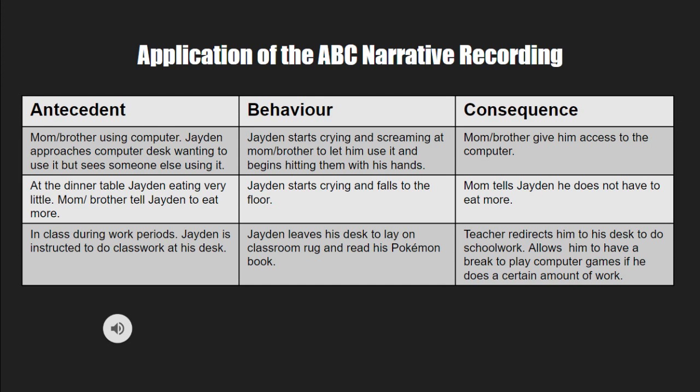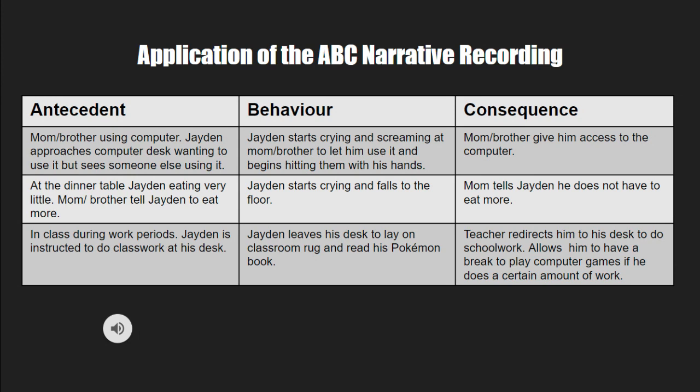Using this ABC narrative chart, we have recorded some behaviors with antecedents and consequences. For example, when mom or brother is using the computer, Jaden approaches the computer desk wanting to use it but sees someone else is using it. Then it leads to the behavior that Jaden starts crying and screaming at mom or brother to let him use it and begins hitting them with his hands. And the consequence is that mom or brother gives him access to the computer.